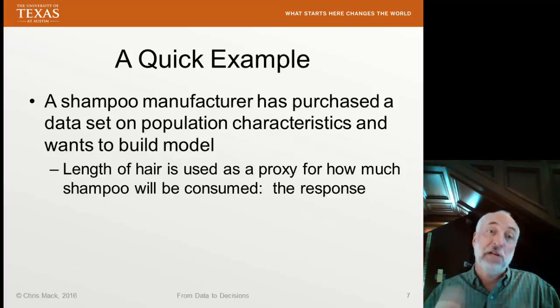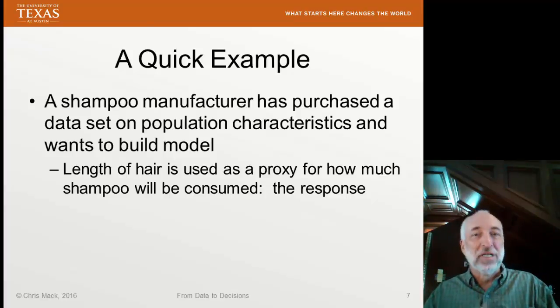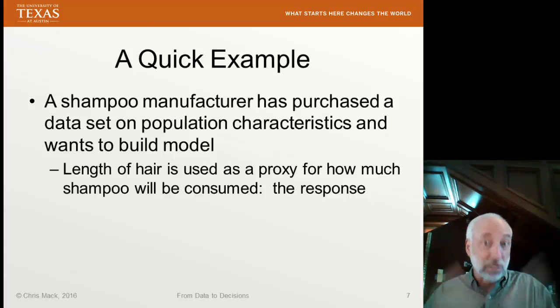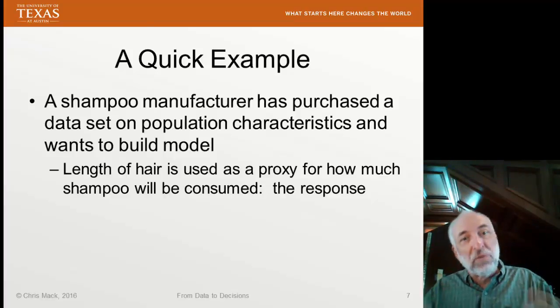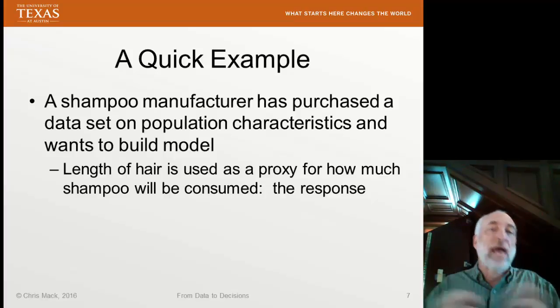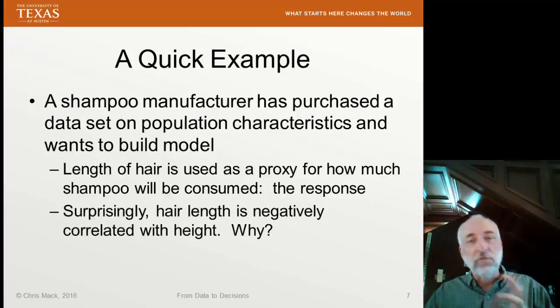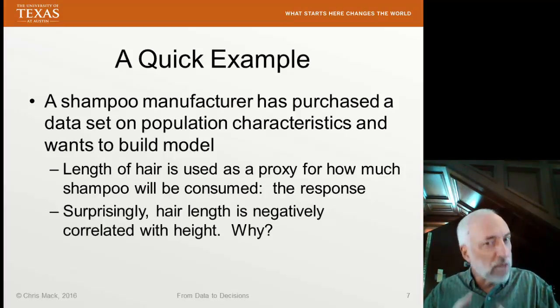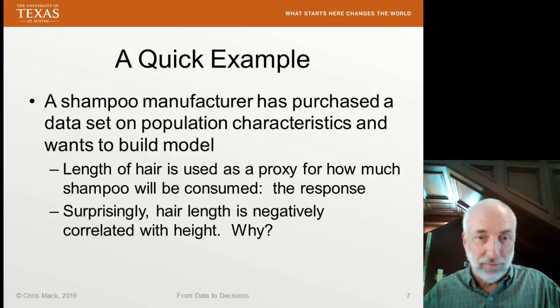Look at my hair. I use very, very little shampoo. One bottle of shampoo and I'm done for the year. Right? So it would make no sense to target me as a consumer of this shampoo manufacturer because my hair is so short. So length of hair is in this data set, and so they want to build a model of what other characteristics impact the length of the hair of the person, and therefore maybe how much shampoo they will consume. Well, they start looking around and looking for correlations, and they find, surprisingly, that hair length is negatively correlated with height. In other words, short people have longer hair than tall people.